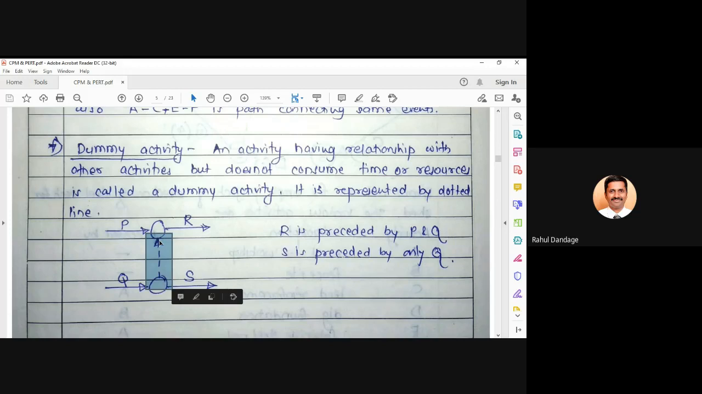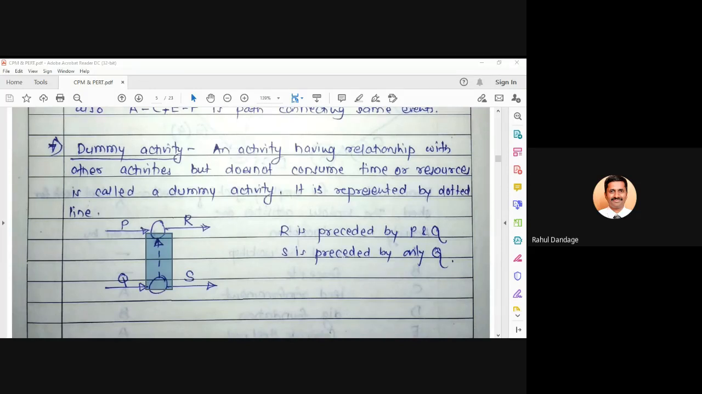A dummy activity is not in existence. It is not existing. A dummy activity is shown on the network diagram only to satisfy the requirement of logic which is required to draw the network diagram. So that's why we show it by a dotted arrow or dotted line, and the time or resources consumed by a dummy activity are equal to 0.